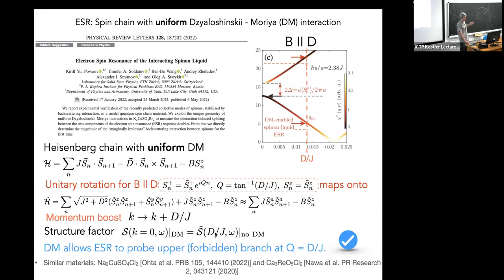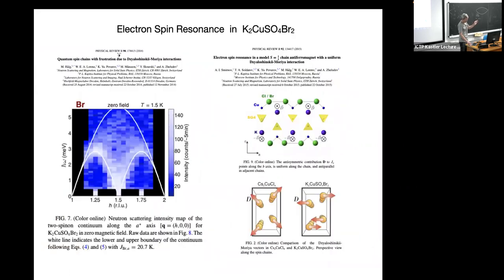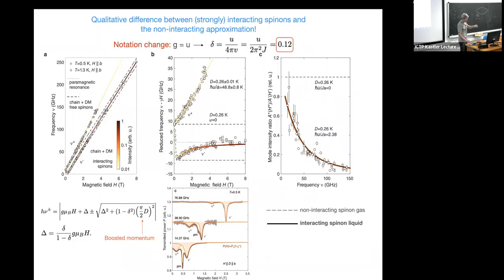In this way, ESR provides access to the small Q region of the dynamic structure factor of the spin-half chain. And experimentally, I just show the results. The ETH and Kapitza groups have done exactly this measurement. What they observe is best seen if you focus on this middle plot. We have two branches, where we just subtract the paramagnetic gamma H line. There are two branches corresponding to omega plus and omega minus that I was showing.